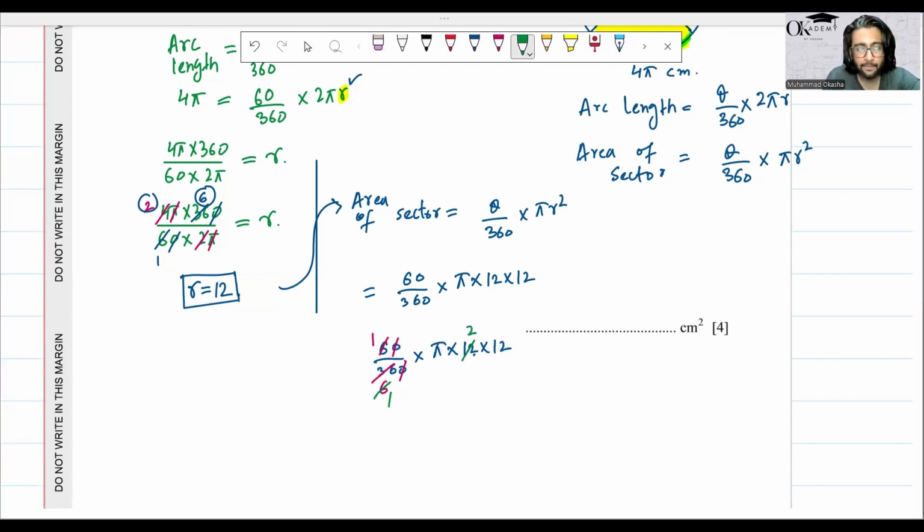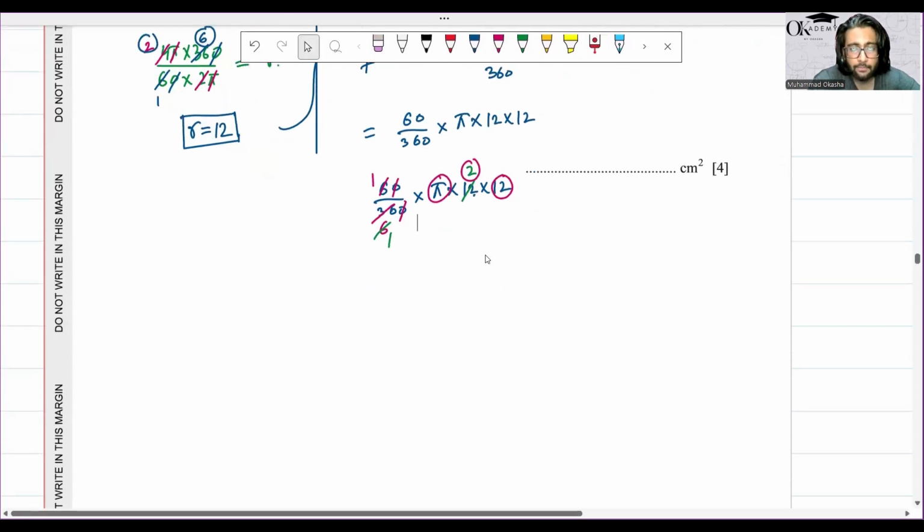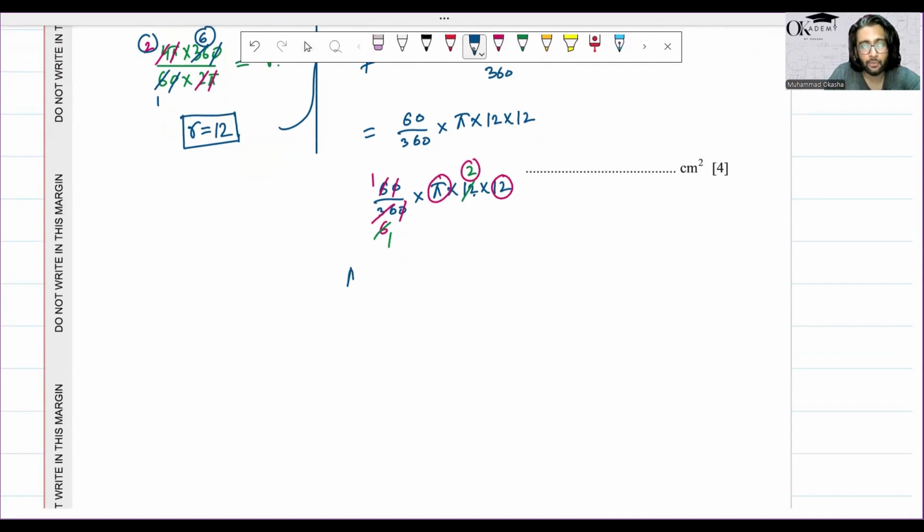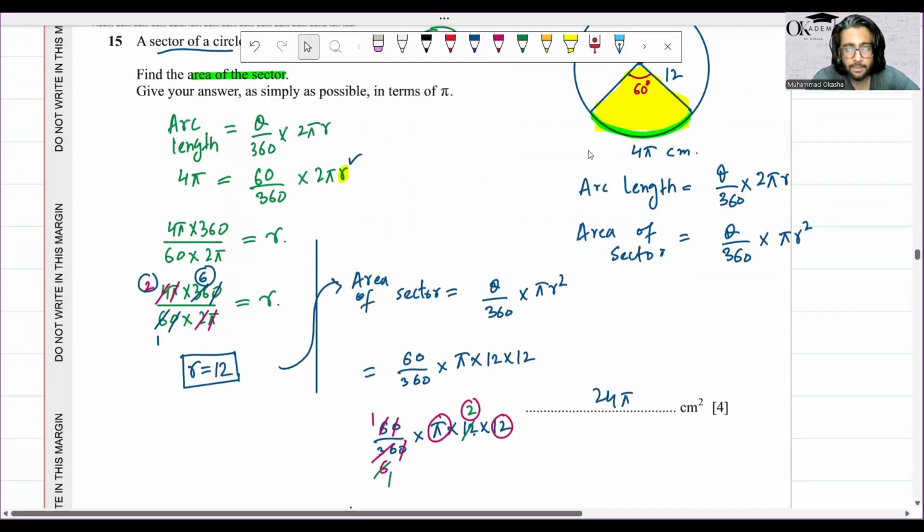So what am I left with? I think I am left with 2 and 12. So that's what I'll multiply. And pi. So 12 times 2 is 24. So area of sector is equal to 24 pi. So 24 pi centimeter squared. I hope it wasn't that bad.